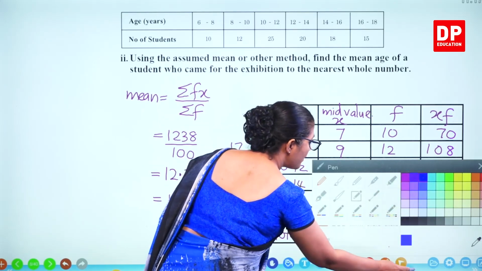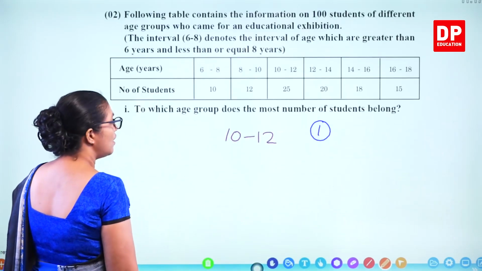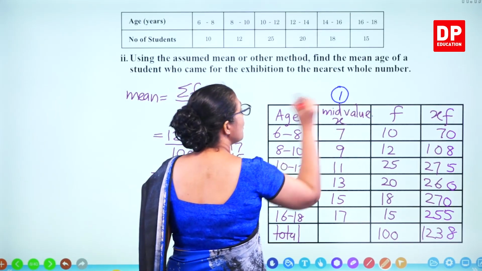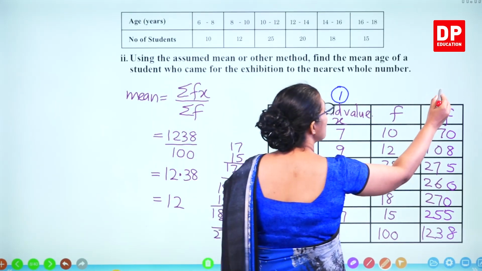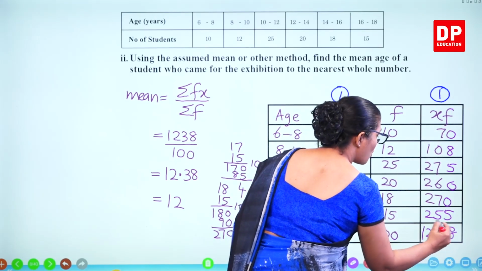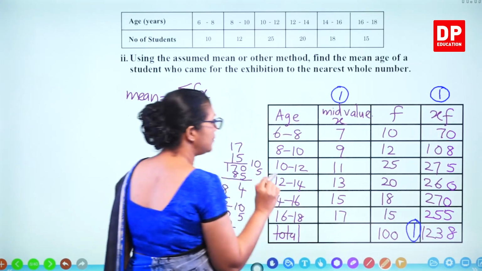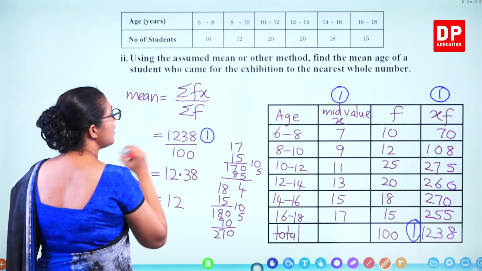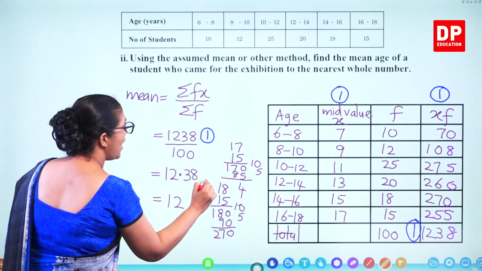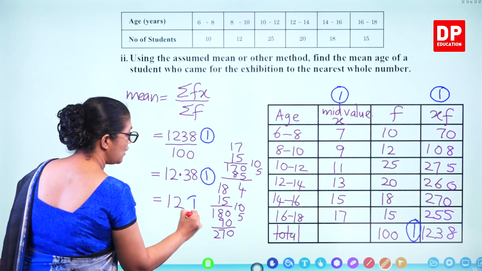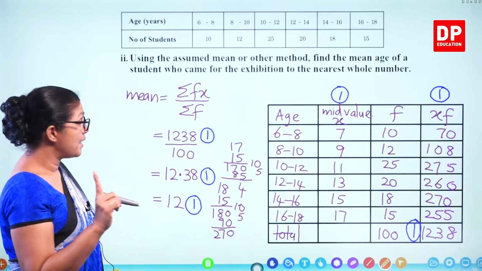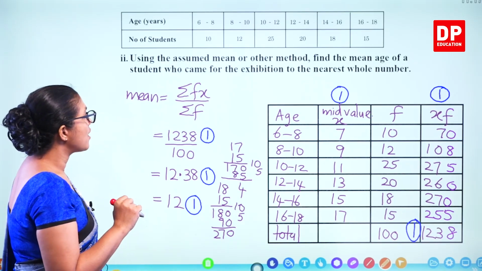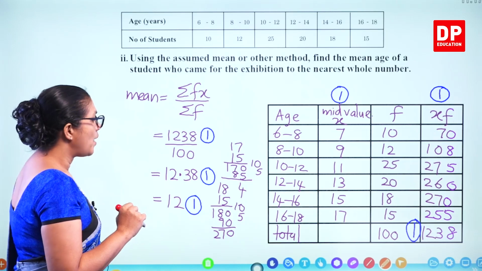So you get marks here. So we already gave 1 mark there. 1 mark for the mid value. 1 mark for this one and take the total 1 mark. So 3 here. Here substituting to this one and rounding value you get another 1 mark. Altogether 6 marks here. So 6 and 1, 7 marks for both these two parts.